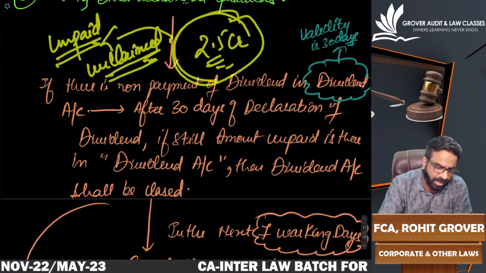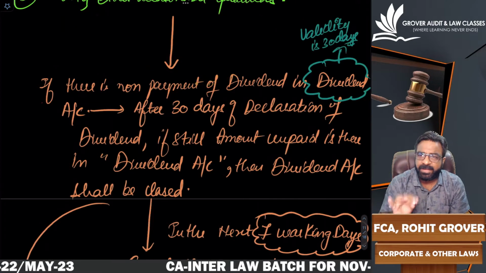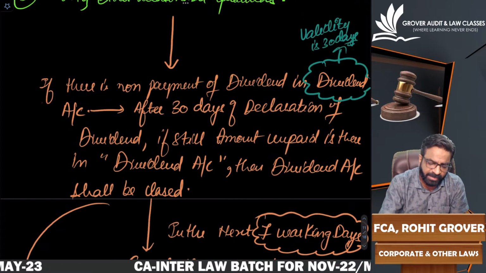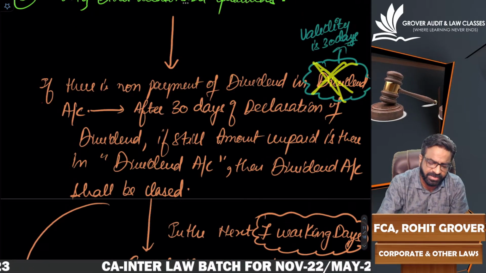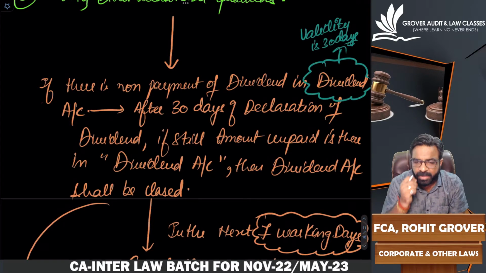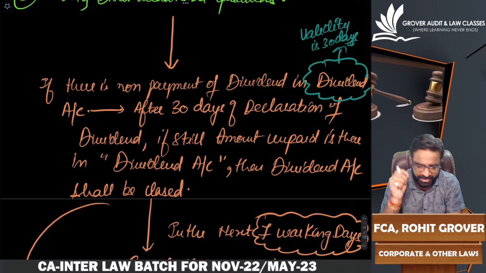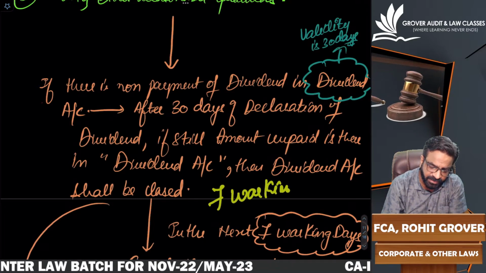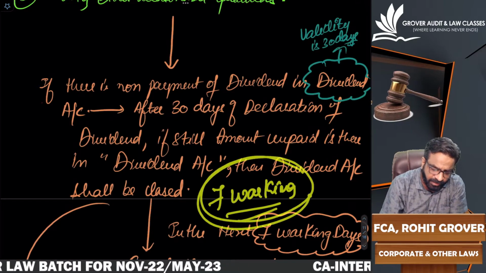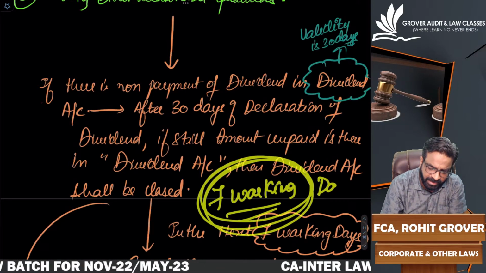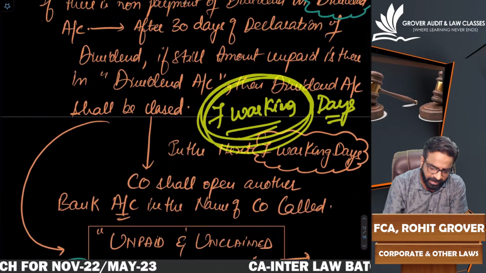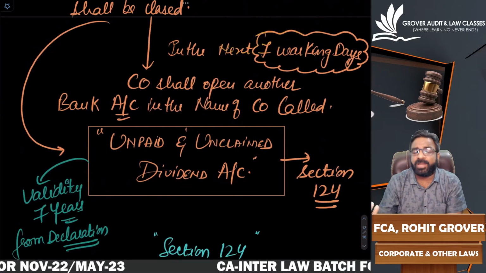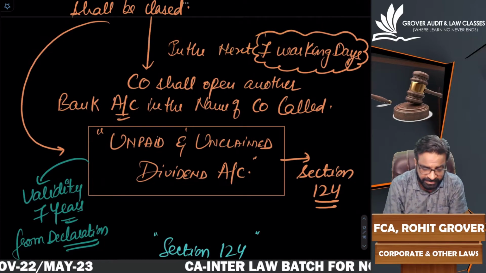Now, what is the total amount due? Still pending 2.5 crores. So, can we keep it in the dividend account or do we have to shut down this account? Shut down this account. Now, what to do with this account? Now, listen, everyone. In the next 7 working days, after 30 days, we close the dividend account. After closing the dividend account, in the next how many working days? 7 working days. We have to open another new account in the bank. What is the name of that account?